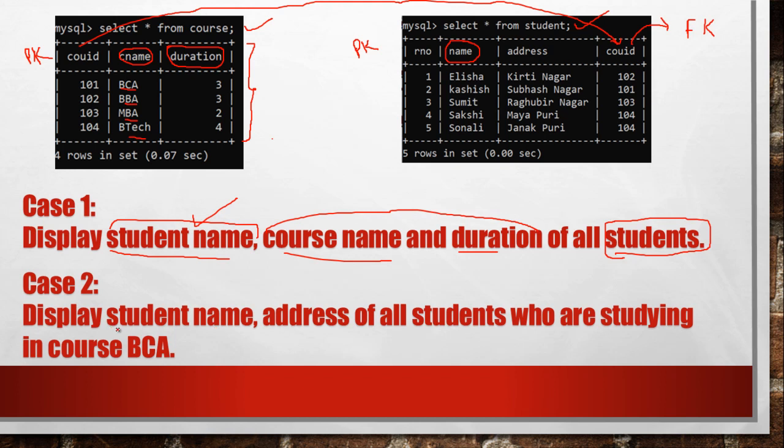Suppose it is written: display the student name, that is the name of the student, and the address of all students. Okay, so we have to display the name and address of all students. So in this case you can see that we have to display the data of the student table, right? Because over here it is written to display the student name and the address of all students. So student name and address both are present in the student table. Okay, but when you read the command further, it is written: who are studying in the course BCA. But the information that the course is BCA, where is this BCA written? BCA is written in the course name of the course table.